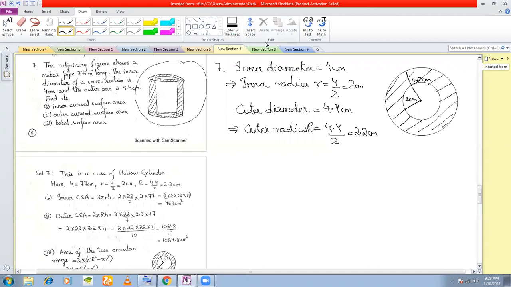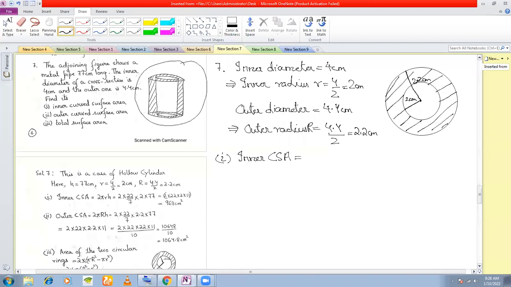Now, if you see, the question is find the inner curved surface area. What do you mean by inner curved surface area? If you are looking at it from the top, then you see the cavity inside. You want to find out the curved surface area only of that cavity. Okay. So first question, inner curved surface area.